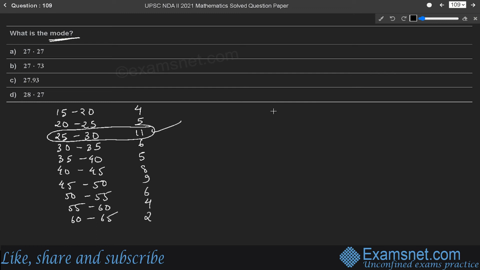The formula for mode is L1 plus (Fm minus F1) upon (2Fm minus F1 minus F2) into (L2 minus L1). We know that L1 is the lower limit and L2 is the upper limit. Here Fm is the frequency, which is 11.